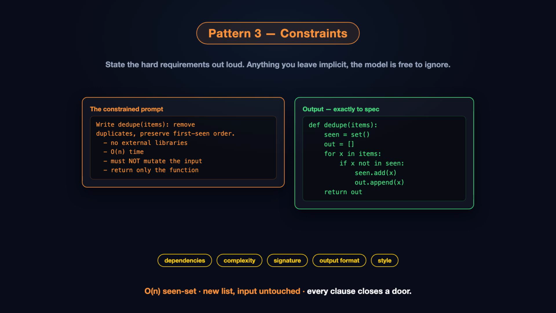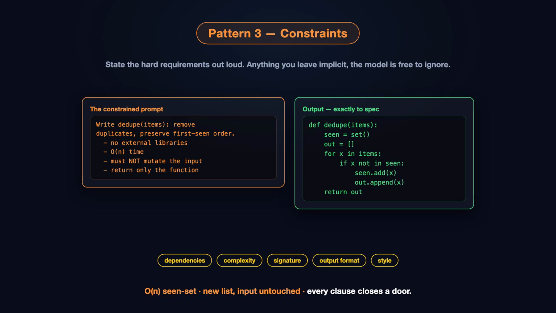Think about constraints in categories. Dependencies, what it's allowed to import. Complexity, the time or space budget. The signature, names and arguments you need kept. The output format, just code, or code plus tests. And style, pure functions, type hints, whatever your codebase demands. You don't have to specify all of them every time. You specify the ones that matter for this task.